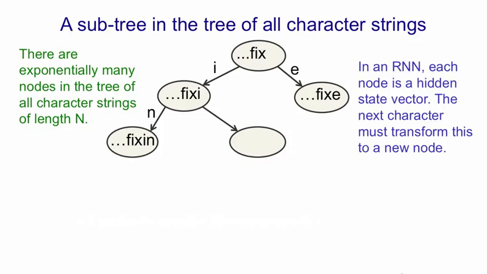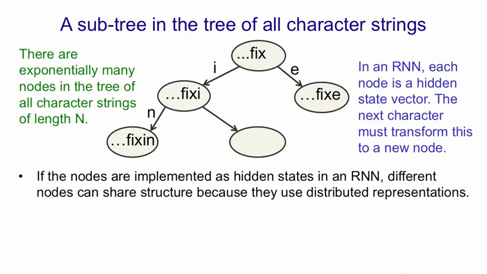In an RNN, we try and deal with the fact that the full tree is enormous by using a hidden state vector to represent each of these nodes. So now what the next character has to do is take the hidden state vector that's representing a whole string of characters followed by fix and operate on that hidden state vector to produce the appropriate new hidden state vector if the next character was an I. So when you see an I, you want to turn the hidden state vector into a new hidden state vector.